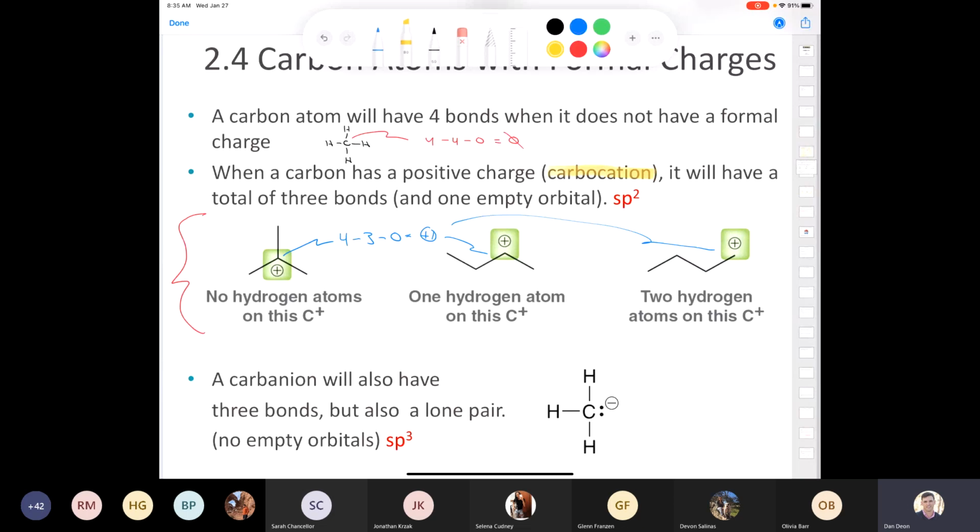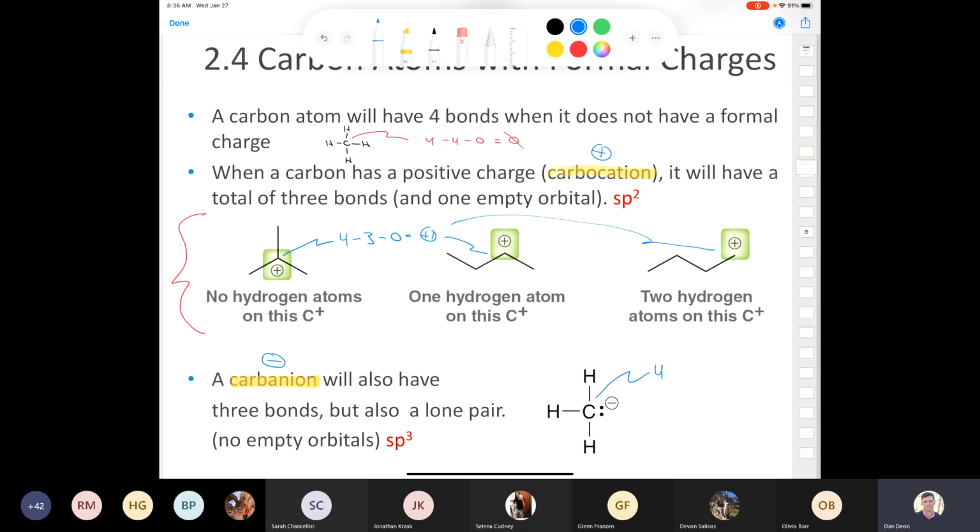A carbocation has a positive charge, and a carbanion has, you can probably guess, a negative charge, right? A carbanion has 3 bonds, but it has a lone pair. And because of that, it's going to be sp3 hybridized. So again, carbocation, sp2; carbanion, sp3. Let's practice calculating our formal charge.